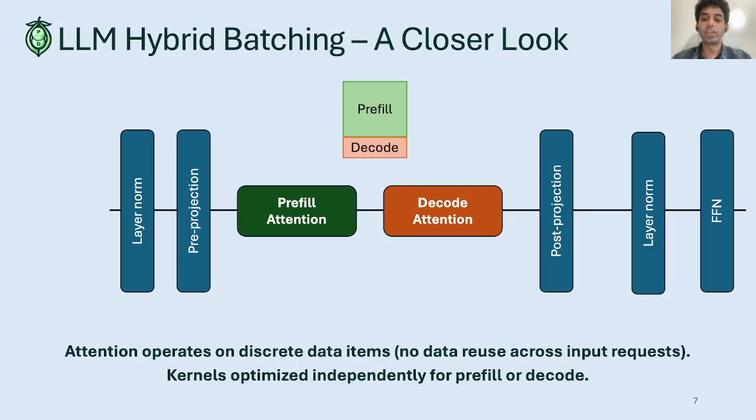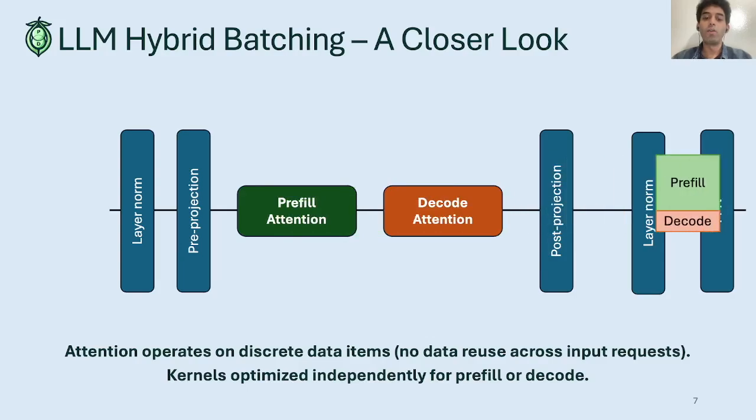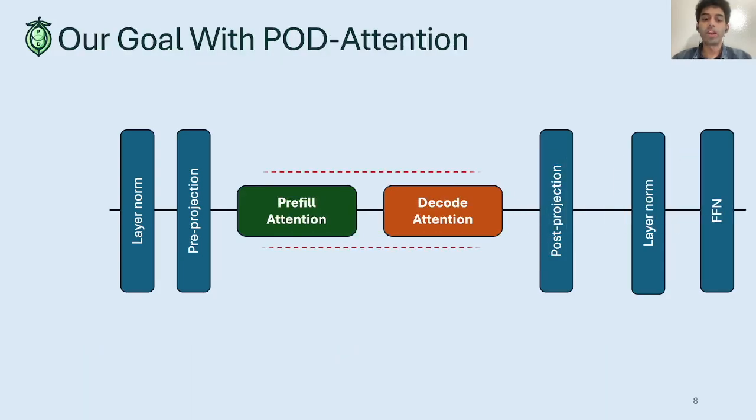GPU attention kernels are independently optimized for either prefill, large size, or decode, small size. This means that the inputs are separated and the attention for each is performed independently, following which they are again recombined for the rest of the LLM layer. Our work tries to reduce the overhead of the attention operations to improve overall LLM serving performance.